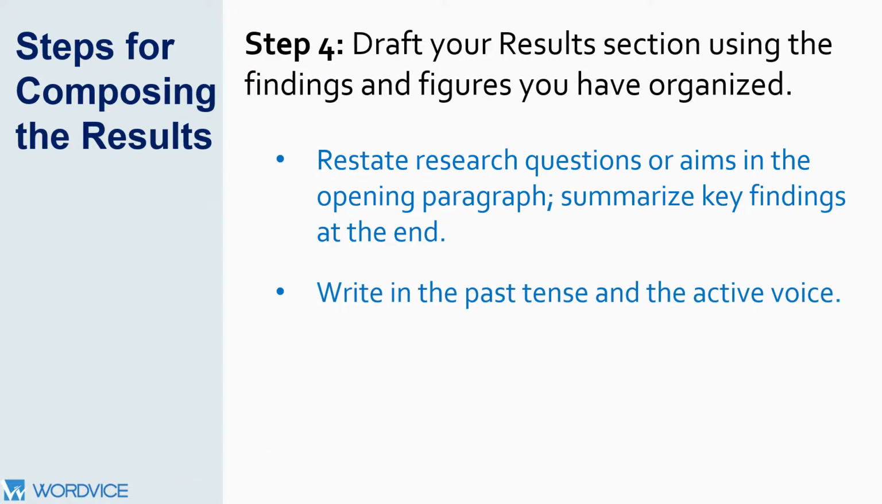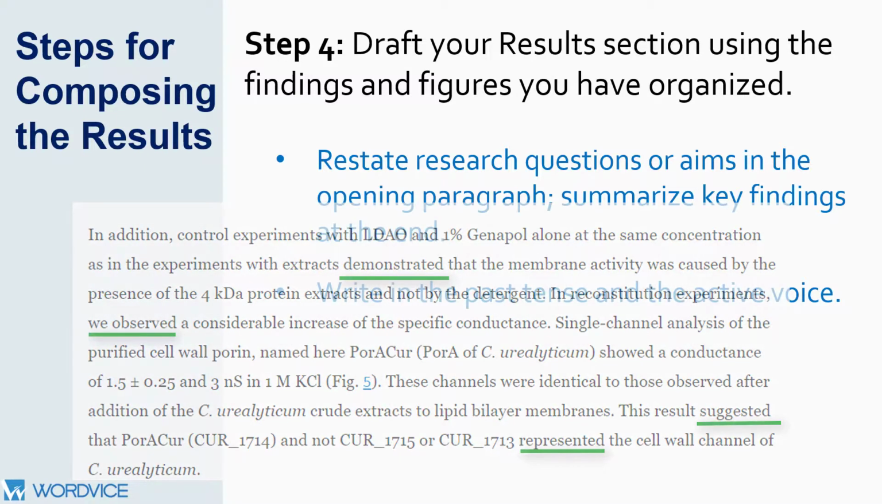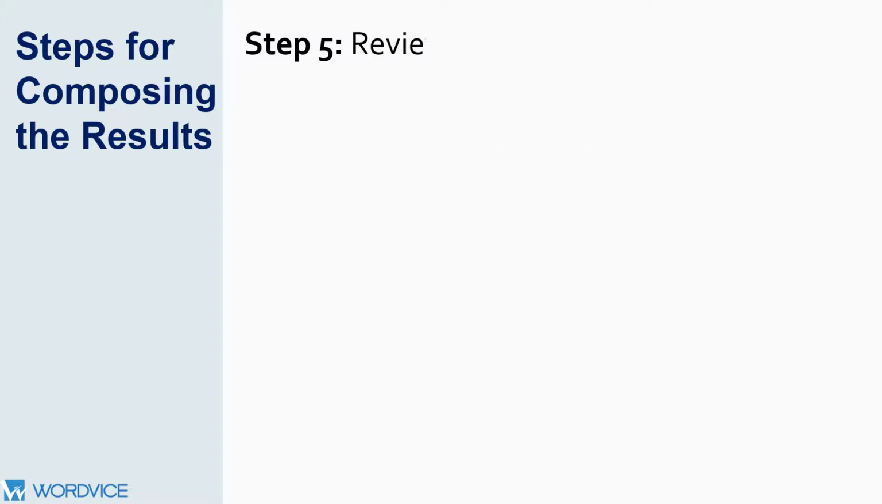Write in the past tense and using the active voice to relay the findings, since the research has already been done and the agent is generally clear. This will ensure that your explanations are also logical and clear. Make certain that any specialized terminology or abbreviations you use that might be unclear or confusing have been defined and clarified in the introduction. Step 5.